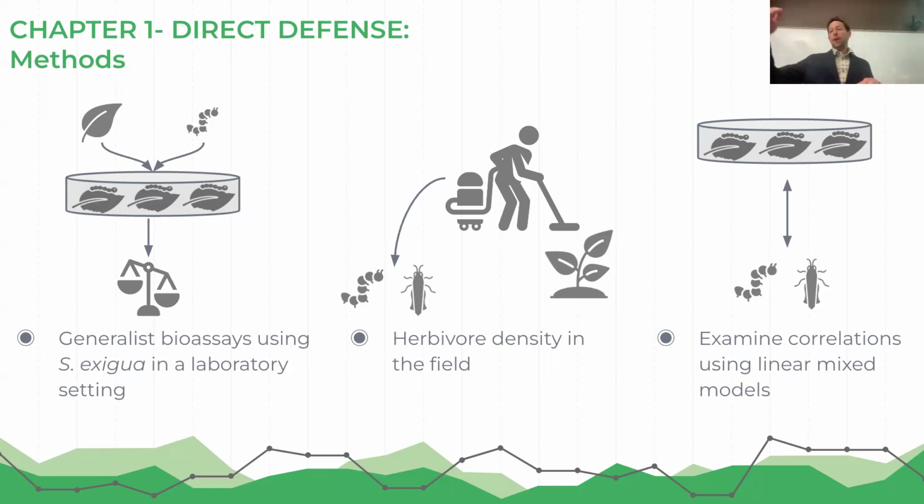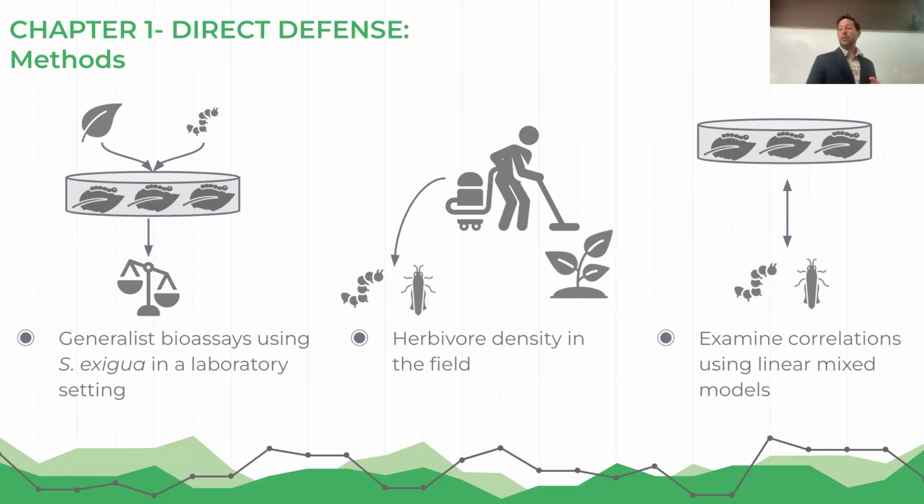And then what we did is we simultaneously collected herbivore density in the field. We literally took a vacuum cleaner and vacuumed all the plants every year. And we classified all of the arthropods from that and just looked at the herbivores for this particular question and asked, what is the herbivore density on each plant for each year? And then after that, we compared the two.